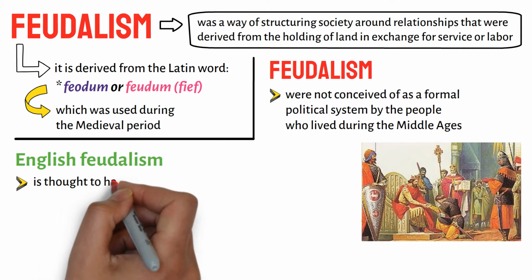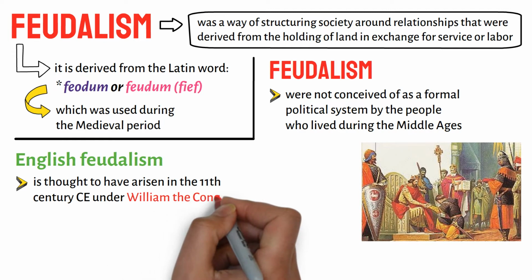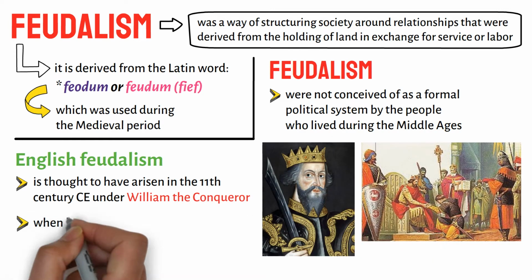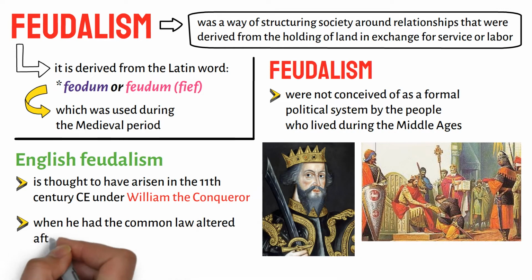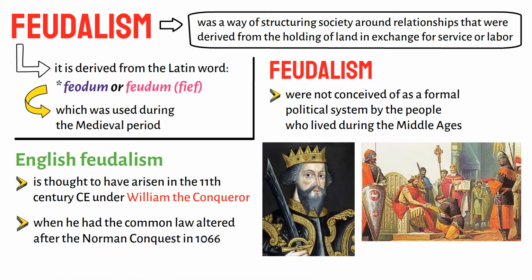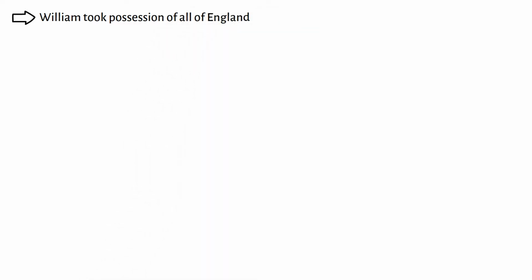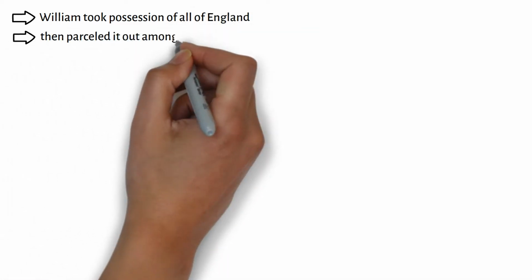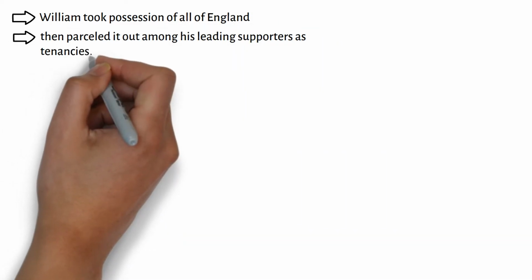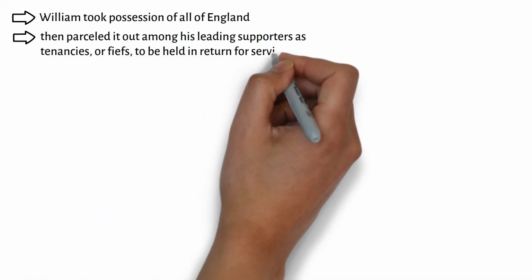English feudalism is thought to have arisen in the 11th century CE under William the Conqueror, when he had the common law altered after the Norman conquest in 1066. William took possession of all of England and then parcelled it out among his leading supporters as tenancies, or fiefs, to be held in return for services to the king.